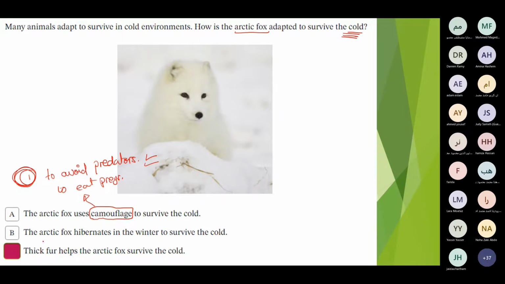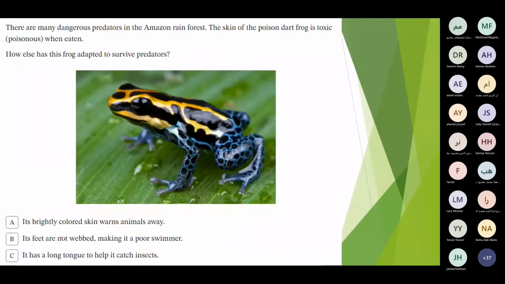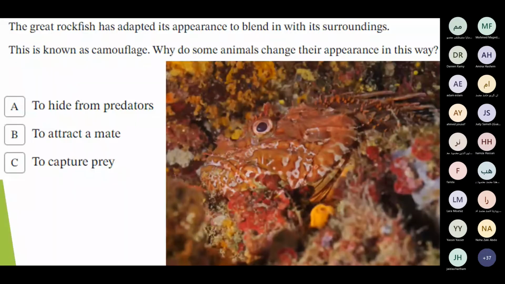Yes. Okay, so what adaptation suits the cold weather? The thick fur. The thick fur. Excellent, Karma. Okay, Lara, can you please go on with this question? The great rockfish has adapted its appearance to blend in with its surroundings.